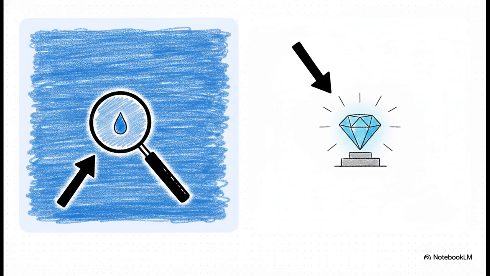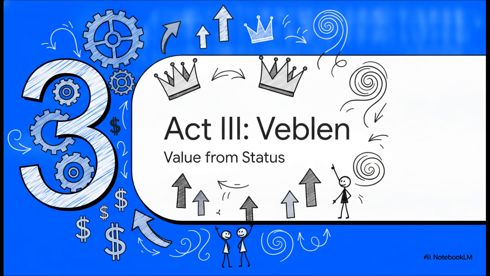Diamonds, however, are in tiny supply. Because they are so rare, the marginal utility of getting just one extra stone remains incredibly high. So price isn't about total usefulness to humanity, it's about the usefulness of the very next unit available. But what if value isn't about logical math or physical usefulness at all? Let's pivot to Act 3, conspicuous consumption, where value comes from status.